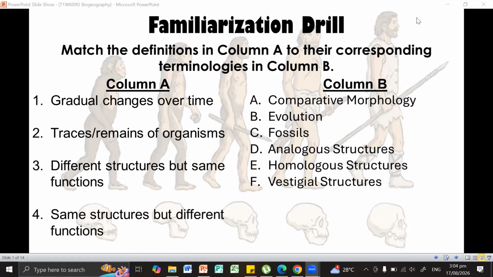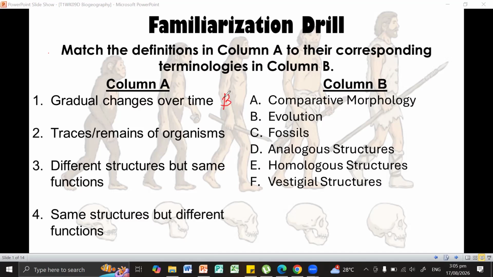Let's review first the first two evidences of evolution by matching the definitions in column A to their corresponding terminologies in column B. Number one, gradual changes over time. This phrase pertains to none other than letter B, evolution.